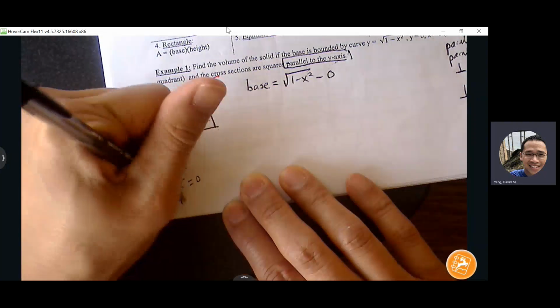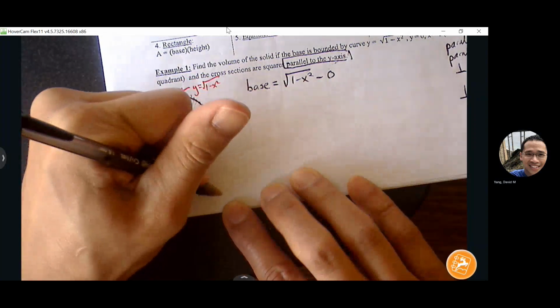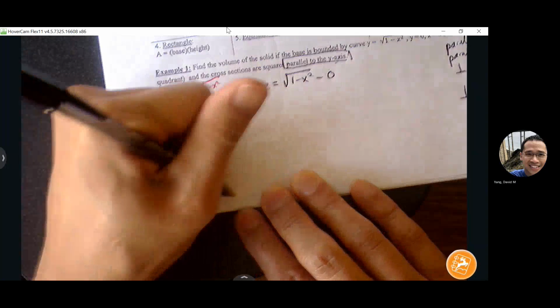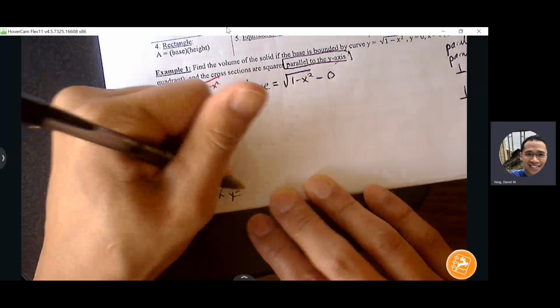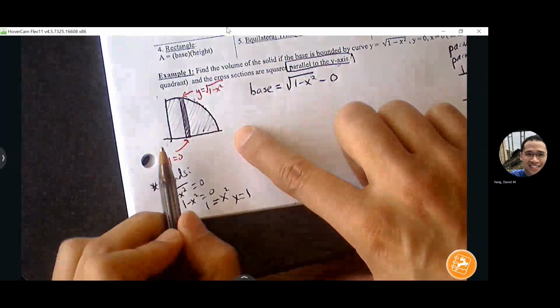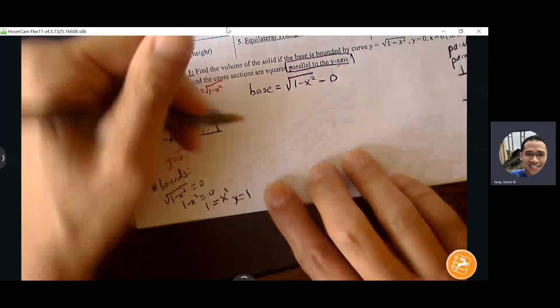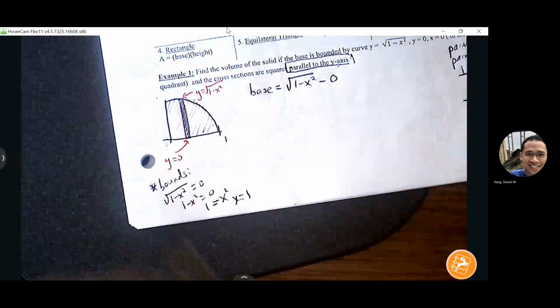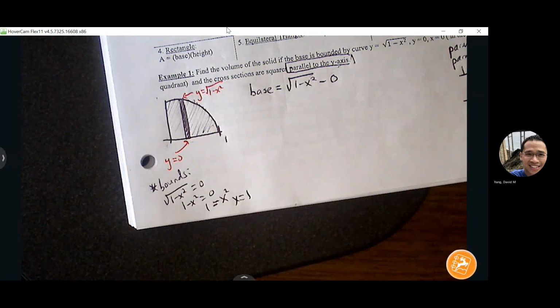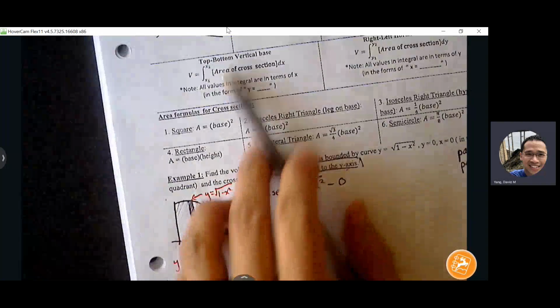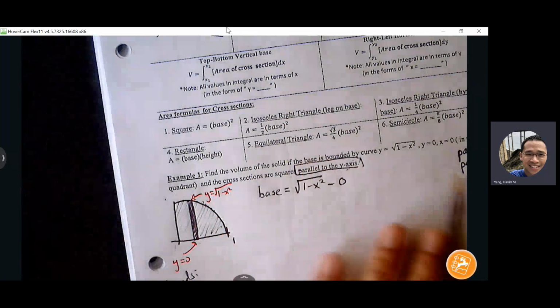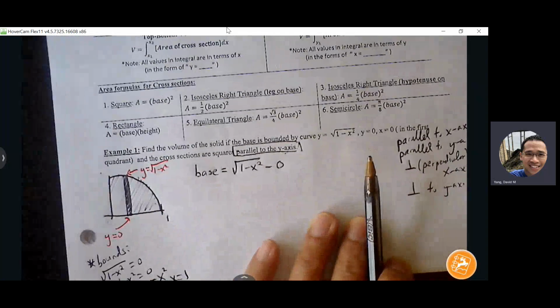Square both sides. So x equals plus or minus square root of 1, but we're only looking at the first quadrant, so it's just going to be 1. All right, we have our bounds. We have our base. We just have to pick out which shape we want to build. What shape are we building?